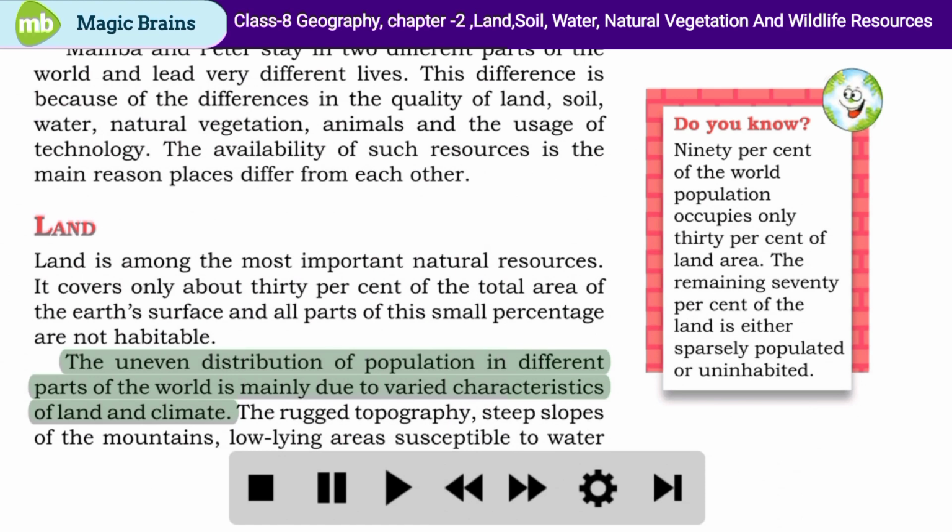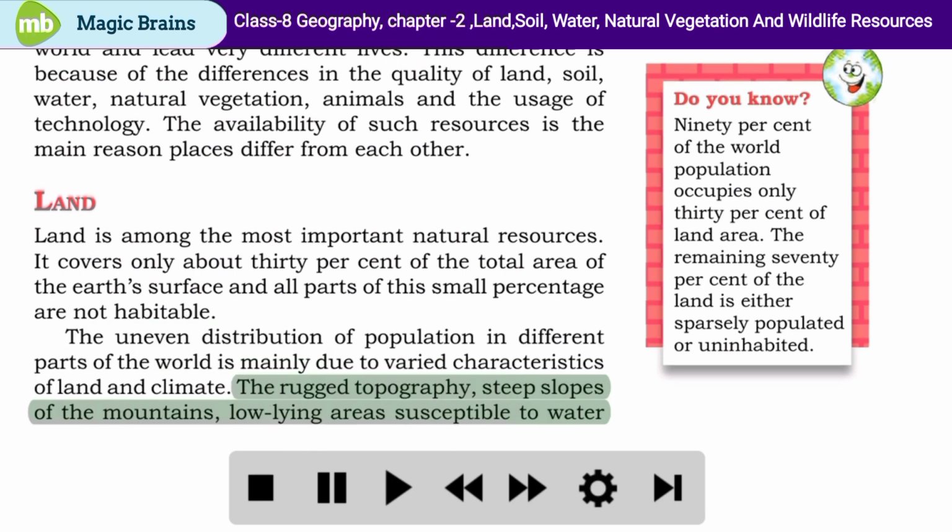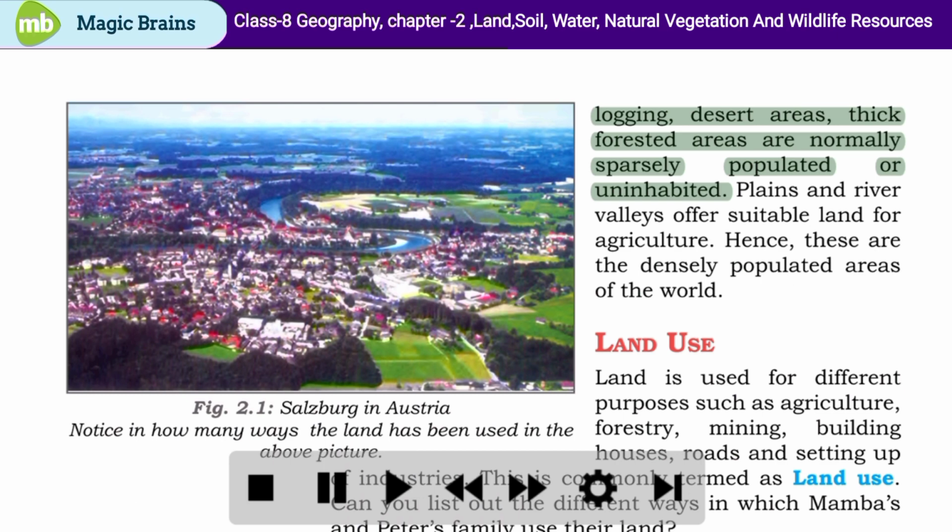The uneven distribution of population in different parts of the world is mainly due to varied characteristics of land and climate. The rugged topography, steep slopes of the mountains, low-lying areas susceptible to waterlogging, desert areas, thick forested areas are normally sparsely populated or uninhabited. Page number 2. Plains and river valleys offer suitable land for agriculture. Hence, these are the densely populated areas of the world.